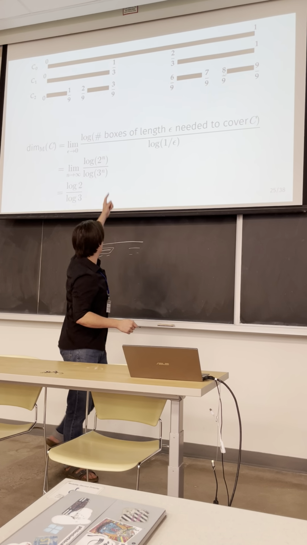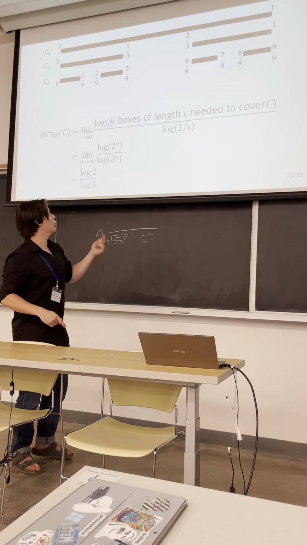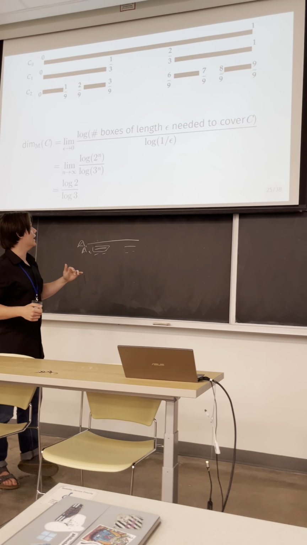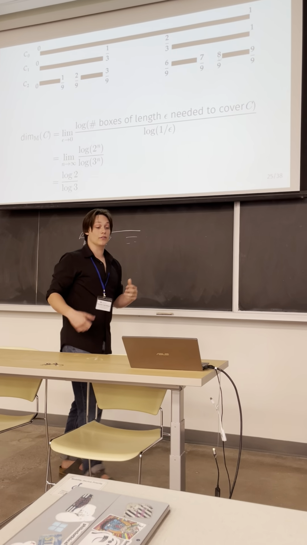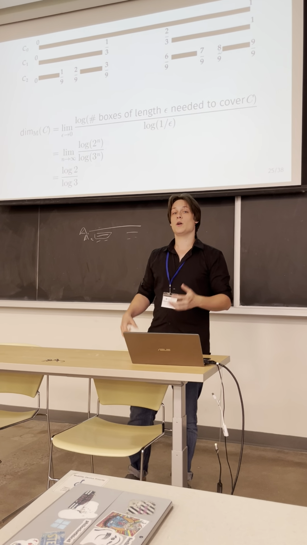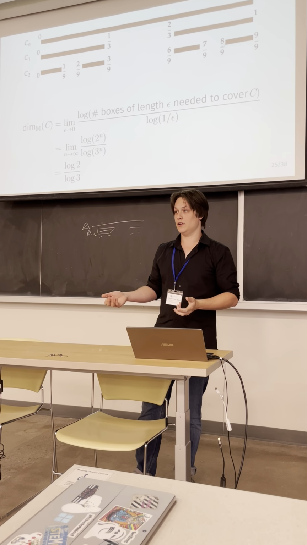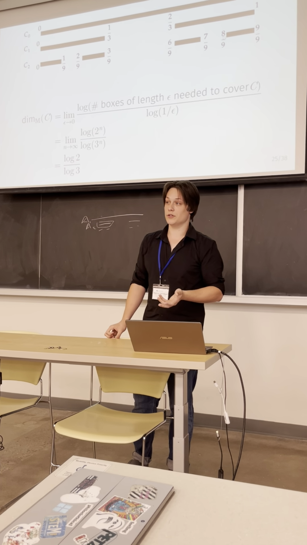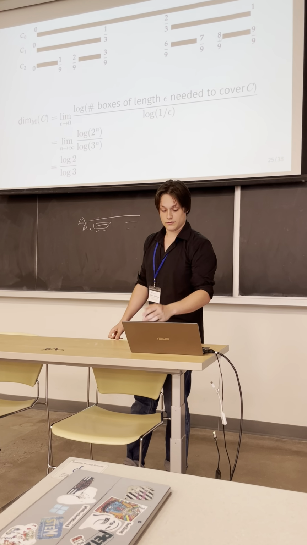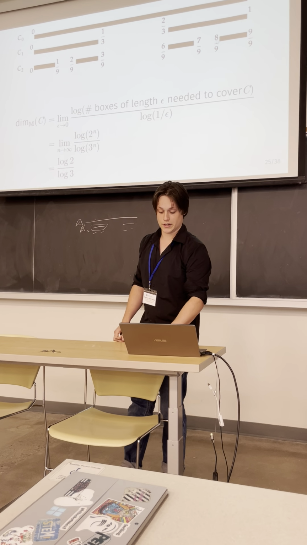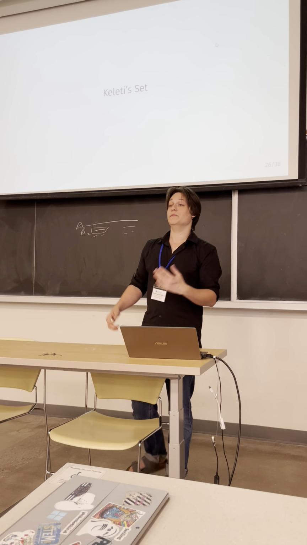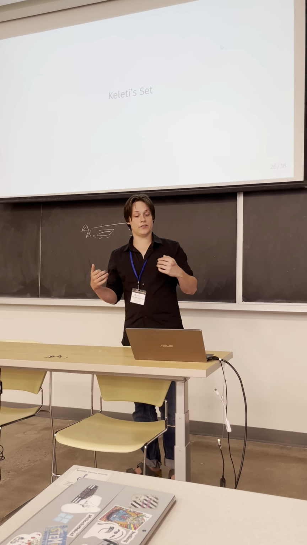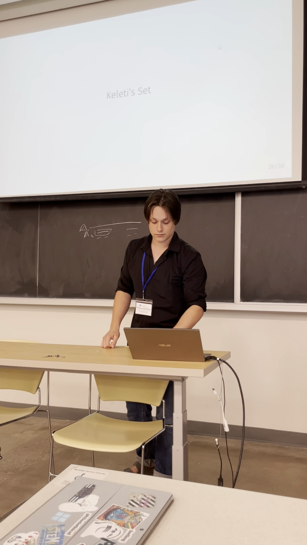When looking at the first level, the second level, and the third level, it's important to note that each level n contains 2 to the n basic subintervals of length 3 to the negative n. So we let epsilon equal 3 to the negative n. If we do that, we know it will take 2 to the n boxes to cover our set. Therefore, we get the following limit. The n's cancel, thankfully, and we get log 2 over log 3 as the Minkowski dimension of the Cantor middle third set. Now that we've got a basis for what a Cantor type set is, we can construct Coletti's set.